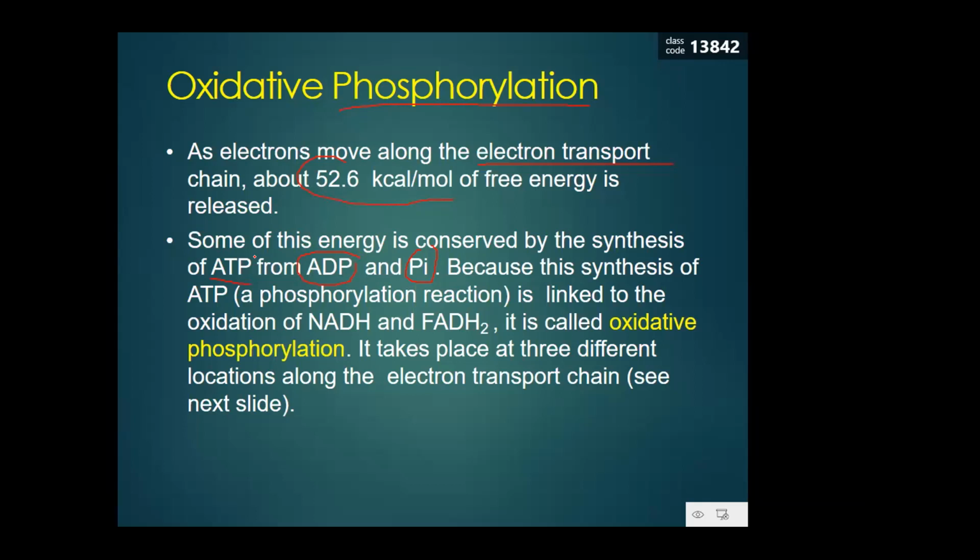Okay? Kasi may sobra kang energy doon sa electron transport chain or ETC, mako-conserve siya in ATP or mai-store siya sa ATP. Paano siya na-store? Kasi nga, nag-combine yung ADP and Pi or inorganic phosphate. And that combination is linked with NADH and FADH2. How? Through oxidation. Kaya oxidative phosphorylation yung tawag natin.